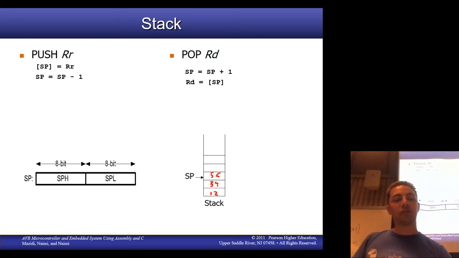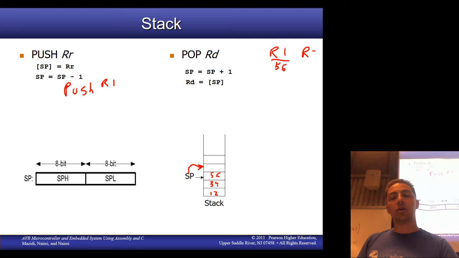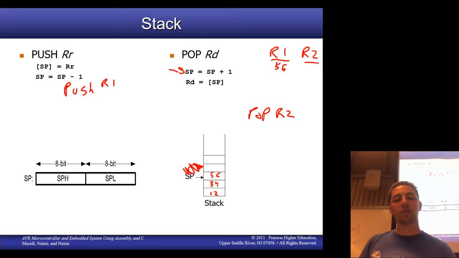Okay. So I had to push something into the stack because the stack pointer started here. The stack pointer always points to an empty spot. So when I push, the stack pointer now points here. So maybe I pushed R1 in. R1 had 56. Now, let's say I pop R2. The stack pointer, first thing it does is increment. So it no longer points to that empty space. Now it points here. And then it says, okay, get the value out of the stack and put it into R2. So now R2 has 56.